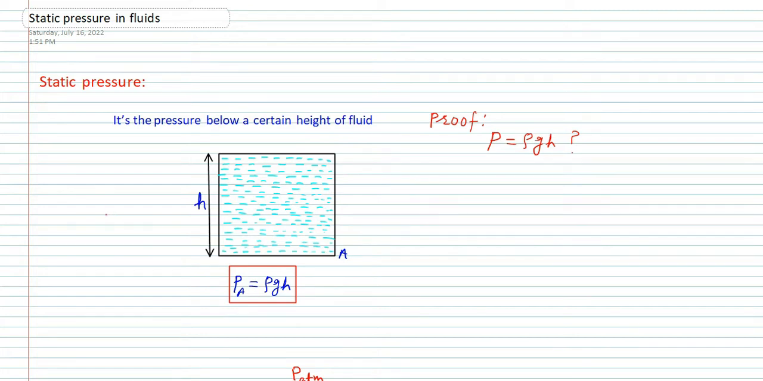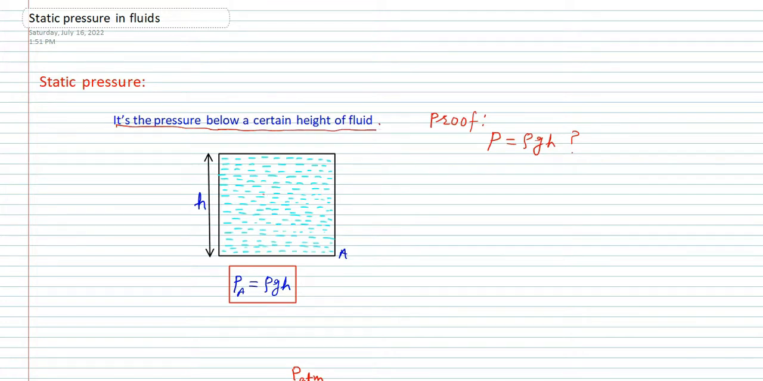Let's begin. Static pressure in fluids. Now what is static pressure? It is the pressure due to the static fluid due to its certain height. Okay, now it is the pressure below a certain height of fluid.